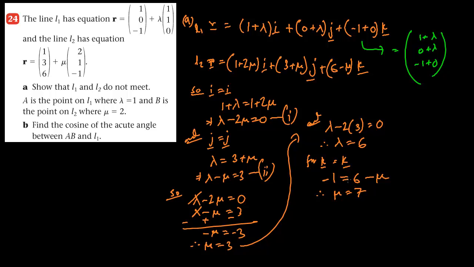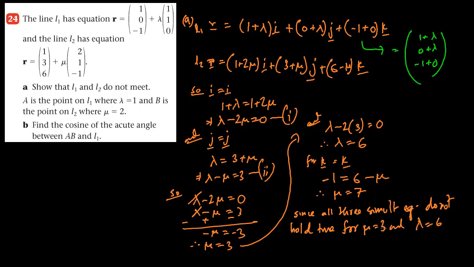In order for the lines to intersect, all three simultaneous equations must hold true. Since it does not, that means the lines do not intersect. So you write: since all three simultaneous equations do not hold true for mu equals 3 and lambda equals 6, the lines do not intersect. This is one quick way of showing whether the lines intersect or not.